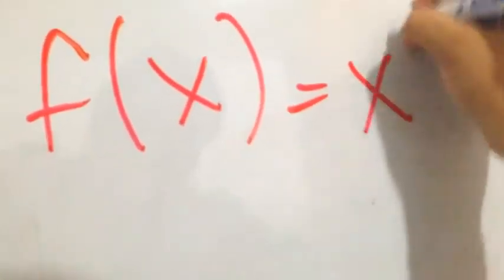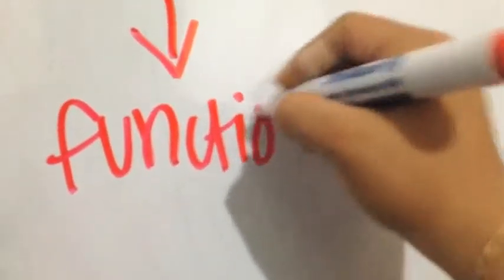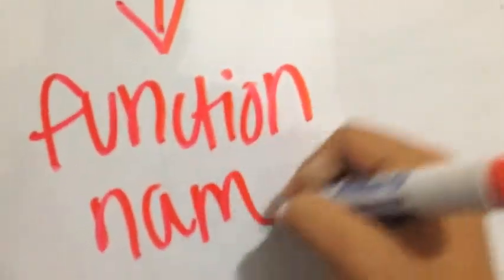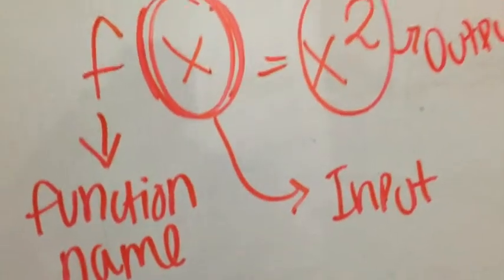So, for identifying a function, we would have this. This is the function name. This one, the x, will be our input. And the x to the second power will be our output. This is related to a machine.